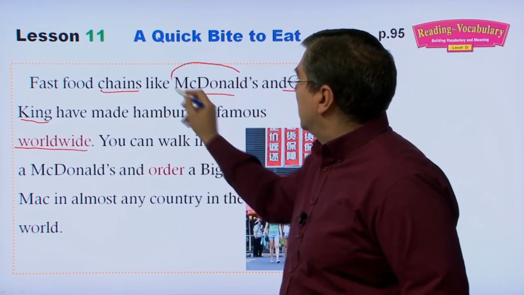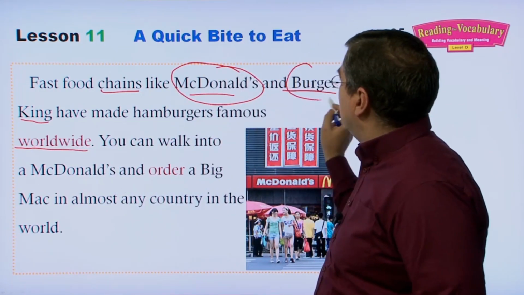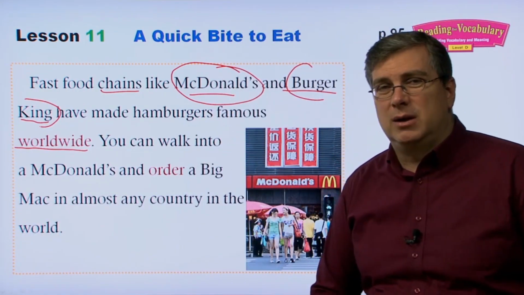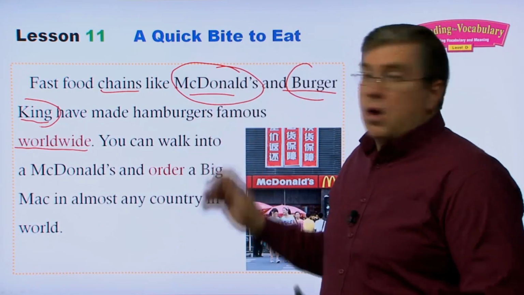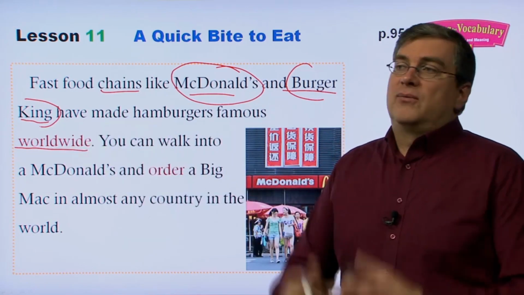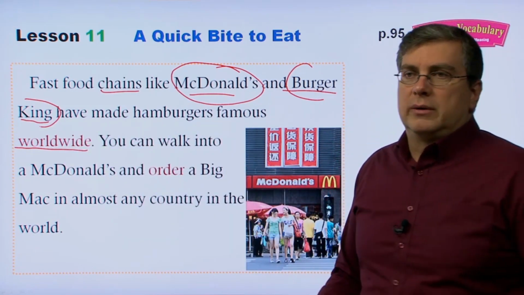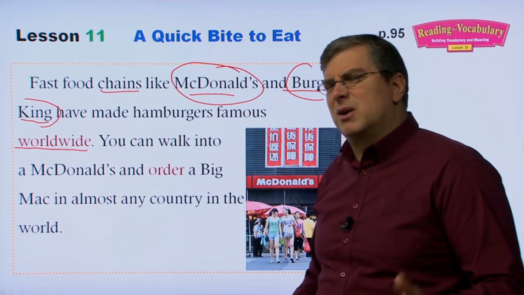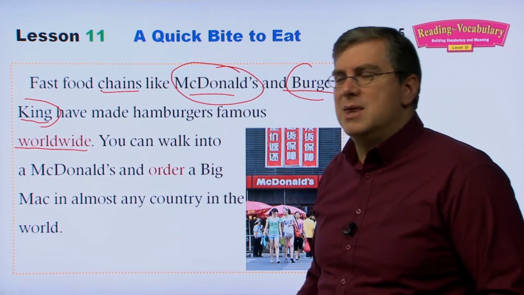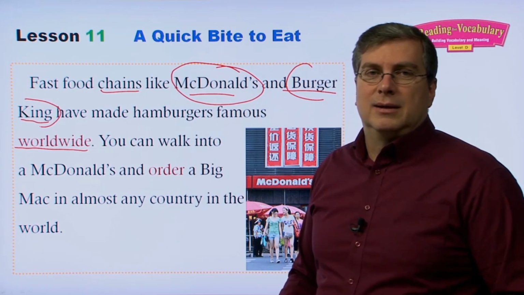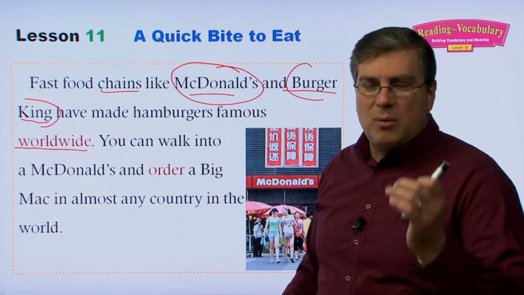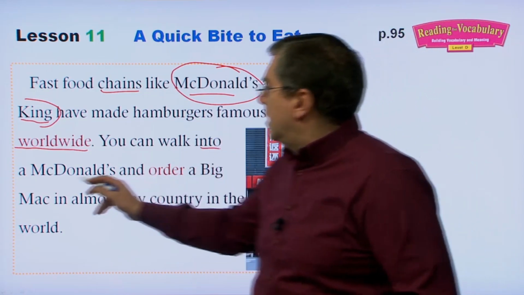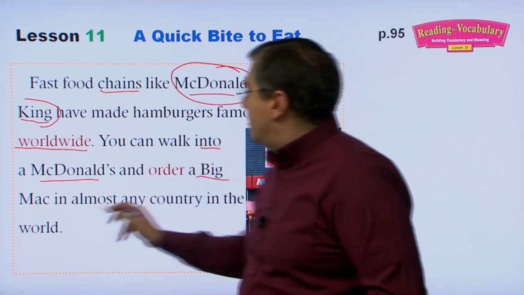These two chains, McDonald's is number one, Burger King is like a number two competitor, or very close competitor. They're all over the world. I mean, like I said before, you can find McDonald's in almost every country in the world. I know they're not in North Korea, but I think almost every other country, maybe some other countries in the Middle East, they're not in there. But maybe a few, but almost every country has a McDonald's. Interesting. You can walk into a McDonald's and order a Big Mac.